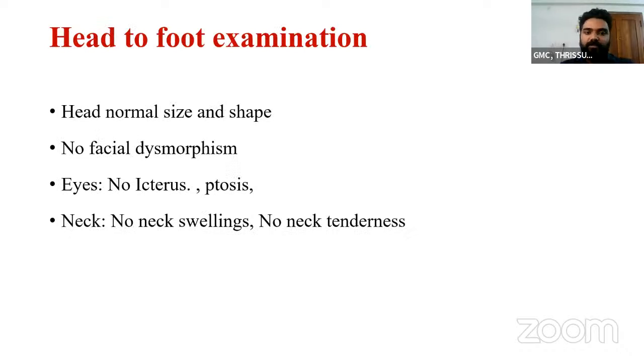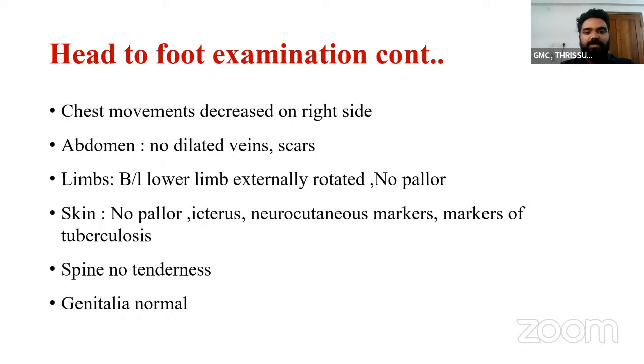Head to foot examination: head normal size and shape, no facial dysmorphism. There was no proptosis in eyes, no neck swellings or neck tenderness. Chest movements decreased on right side, but abdomen had no dilated veins or scars. Bilateral lower limbs were externally rotated. No pallor, no spinal tenderness. Genitalia was normal.